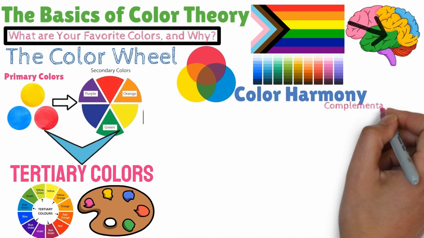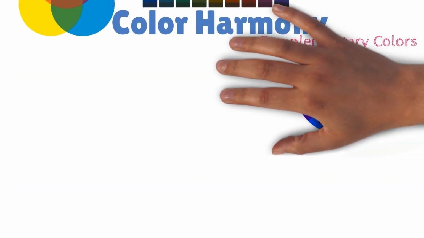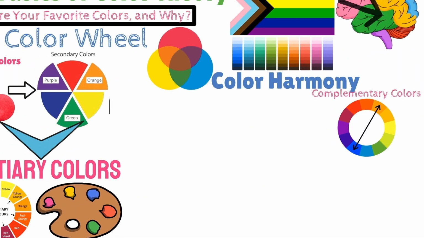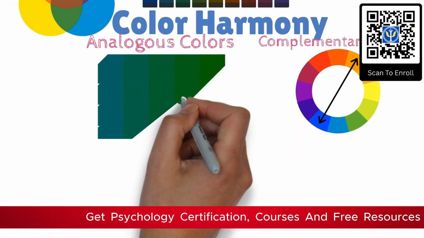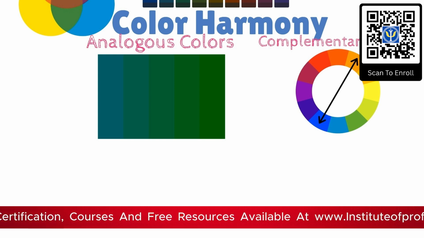Colors that are opposite each other on the color wheel, like blue and orange, are called complementary colors. They create a strong contrast and make each other stand out. On the other hand, analogous colors, which are next to each other on the wheel, like blue and green, blend well together and create a more unified, serene look.